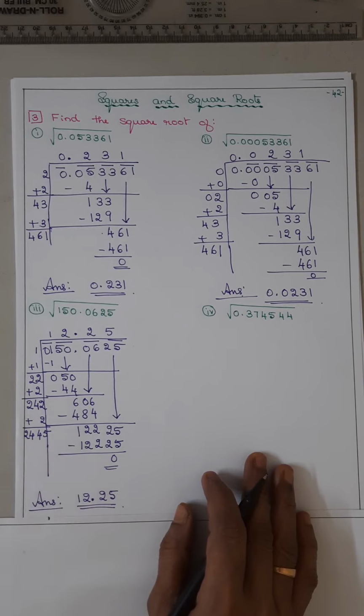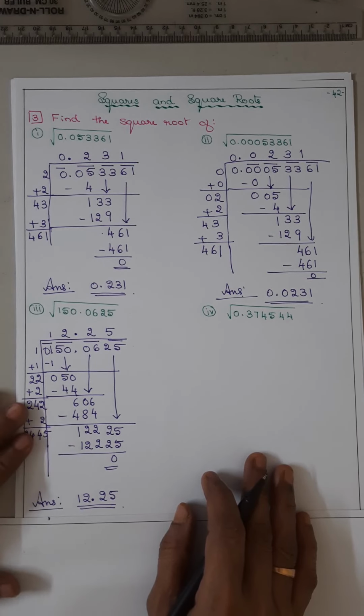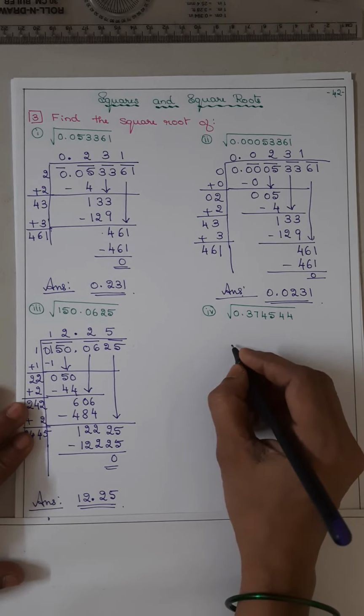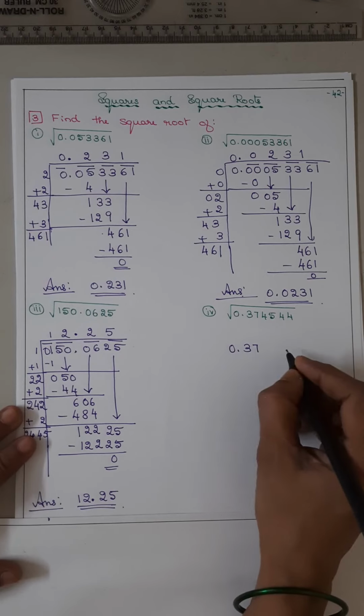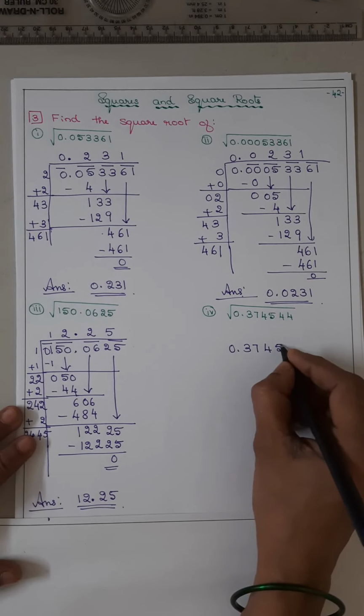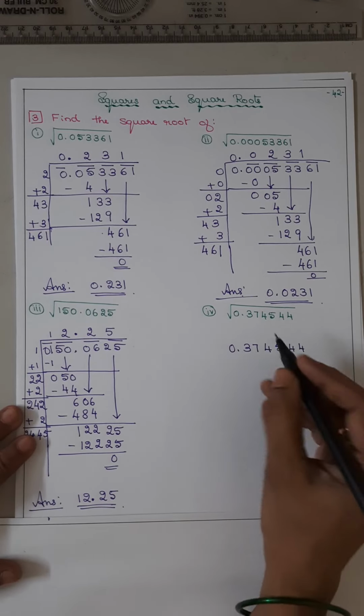Now coming to the fourth sum, it is 0.374544.